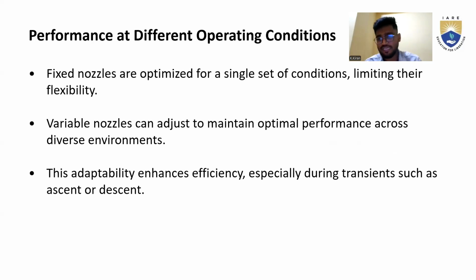A fixed nozzle is optimized for a single set of conditions, while a variable nozzle can adjust to maintain optimal performance across diverse environments. Through this adaptability, limiting their flexibility means nothing but that during that single set of conditions, the fixed nozzle has to be optimized.